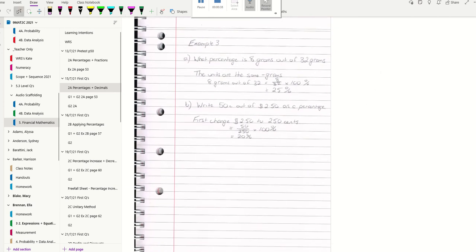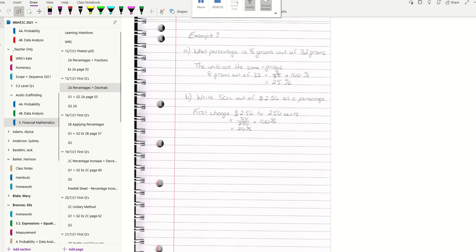So looking at an example, what percentage is 8 grams out of 32 grams? Looking at the units, they're both grams, so they're the same. We don't need to convert anything. So 8 grams out of 32, make it a fraction. So 8 over 32 times 100%. Put that in your calculator. Your answer will come out as 25%.